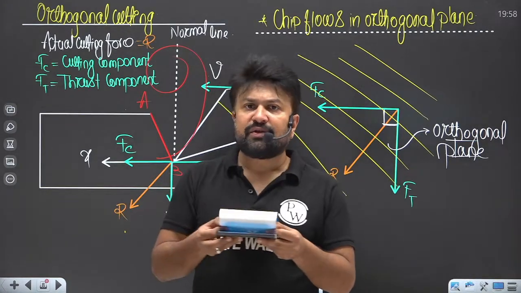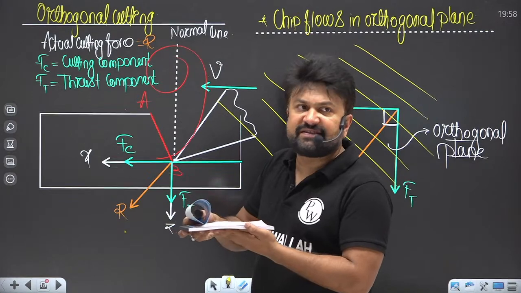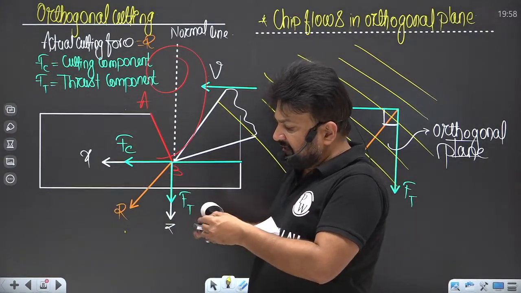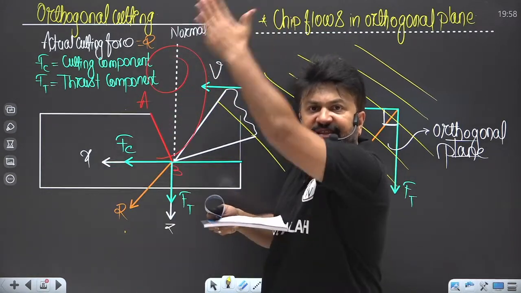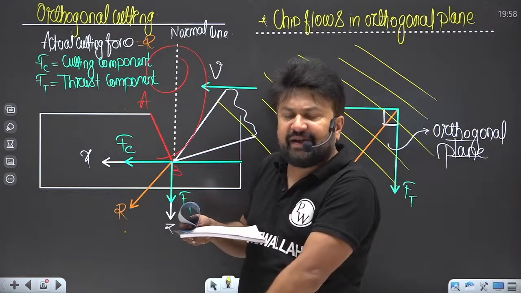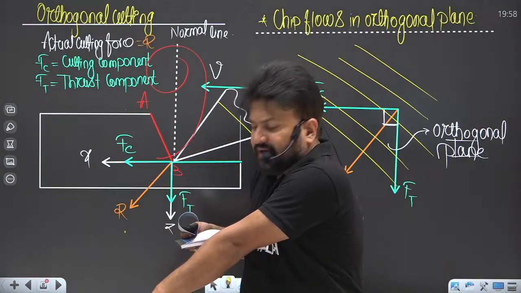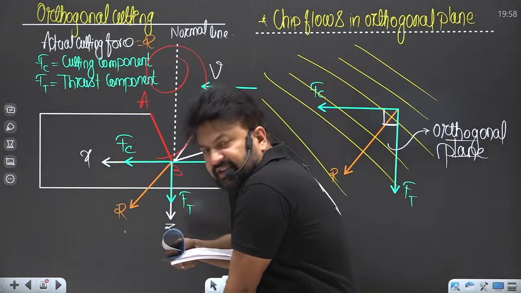See, Hemant, are you able to see? This is the chip. Now if you see the chip, this is the coil. Hemant, this chip is flowing only in this plane, na my dear. This is the actual cutting force, Hemant. This is the cutting component. This is the thrust component.